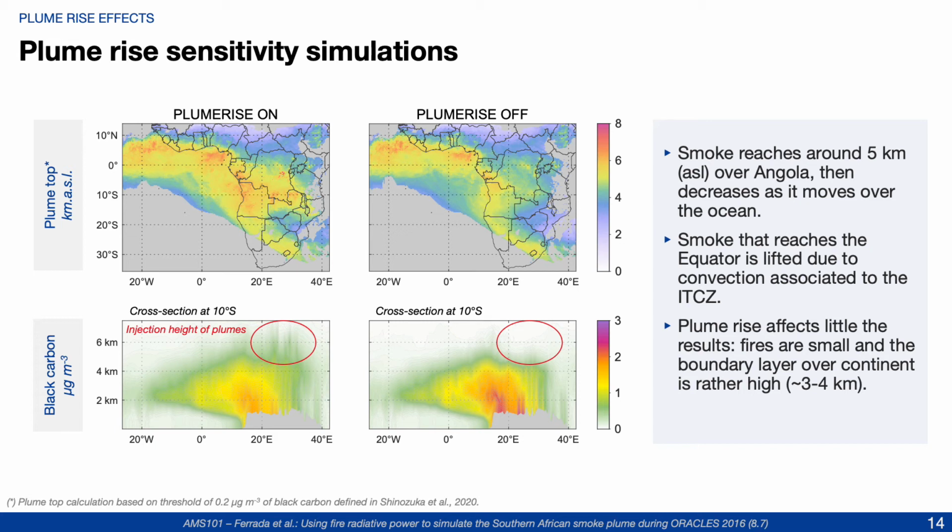The fact that the simulation with plume rise off performs slightly better in reproducing the AOD, as we saw before, may indicate that plume rise may be overestimating the injection heights in this region. However, these differences are very little. This does not surprise us, since the fires here are small and the boundary layer over land develops very high during the day, reaching up to 4 kilometers, which in theory does not make necessary the use of plume rise, since the emissions are being mixed within this layer anyway.